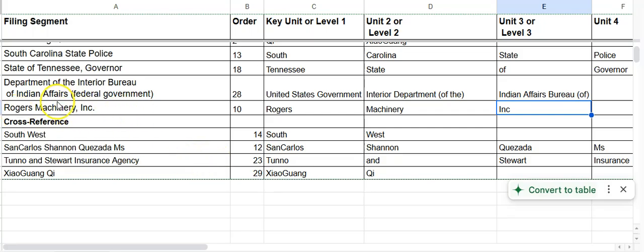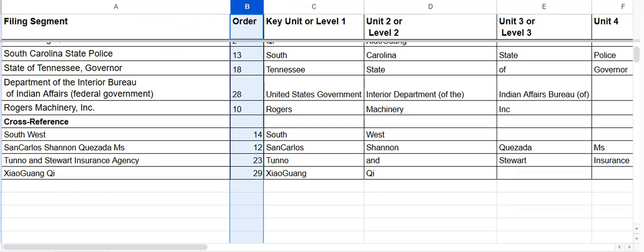And then finally we have Rogers Machinery, Inc. And there's nothing special about that. We can just index that as it's written.